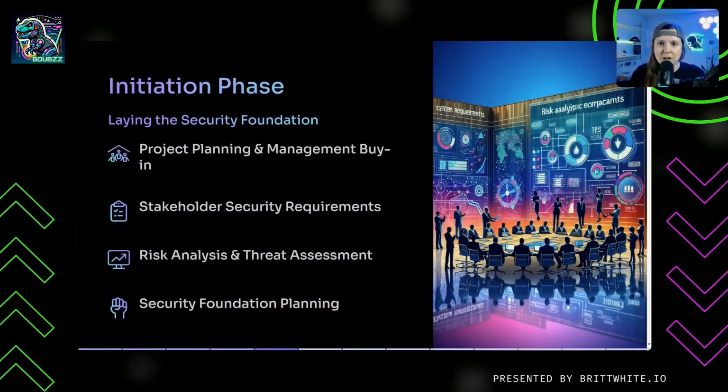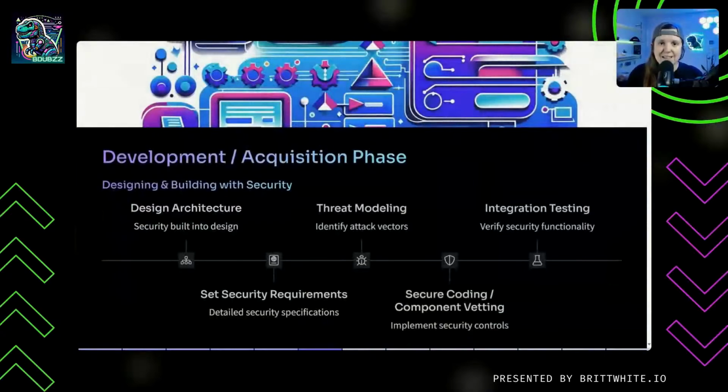Next, we move to development or acquisition. This is where things get real. We're designing the system's architecture and either coding it ourselves or picking up ready-made pieces from vendors. Either way, the security has got to be baked in and not bolted on. In design, we set security requirements and use threat modeling to find weak spots. It's like building a house with solid locks and tough doors. Maybe even a safe room if you're feeling fancy.